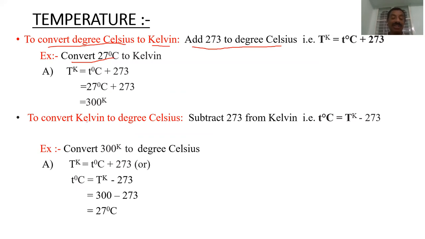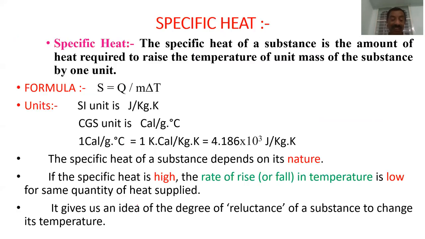Similarly, to convert Kelvin to degree Celsius, subtract 273 from Kelvin. Since Kelvin is bigger, T degree C is equal to T Kelvin minus 273. Example: convert 300 K to degree Celsius. T K is equal to T degree C plus 273. Rearranging, T degree C is equal to T K minus 273, so 300 minus 273 is equal to 27 degrees.